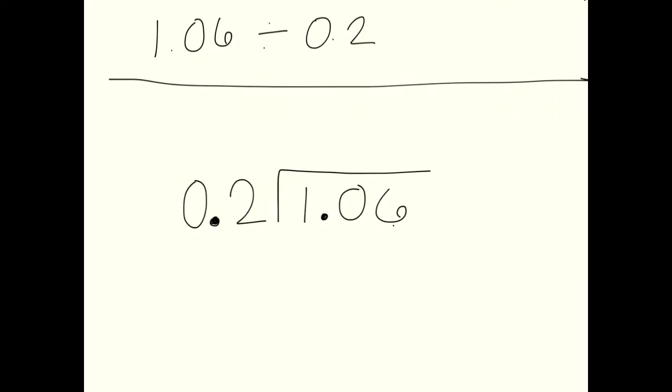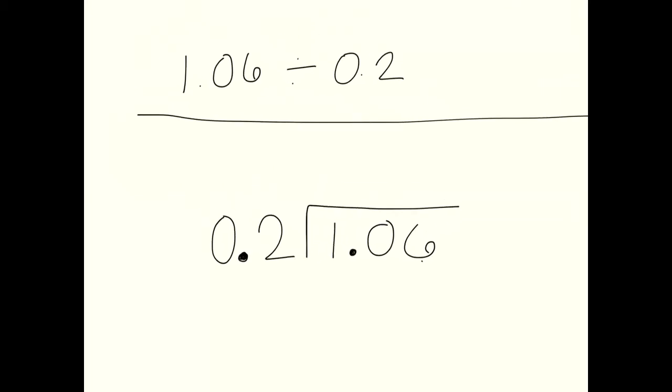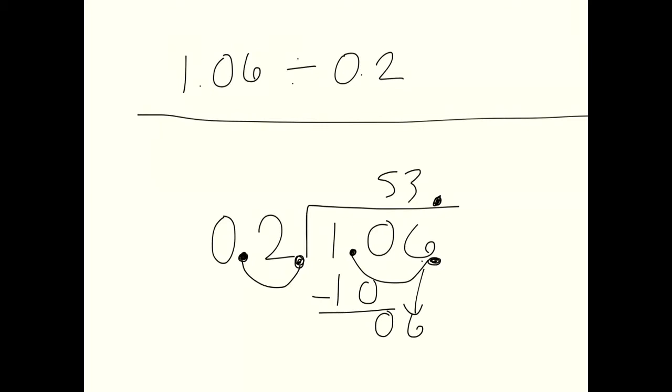When dividing with decimals, you must first get rid of the decimals, and move the decimal up. So 0.2 times 5 is 10, leaving us with 6. So 0.2 times 3 is 6. Your answer is 53.